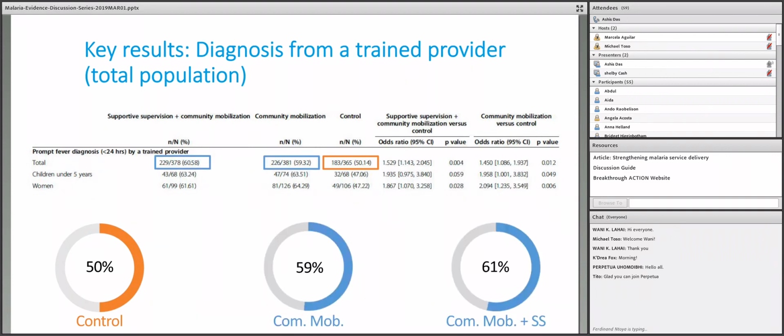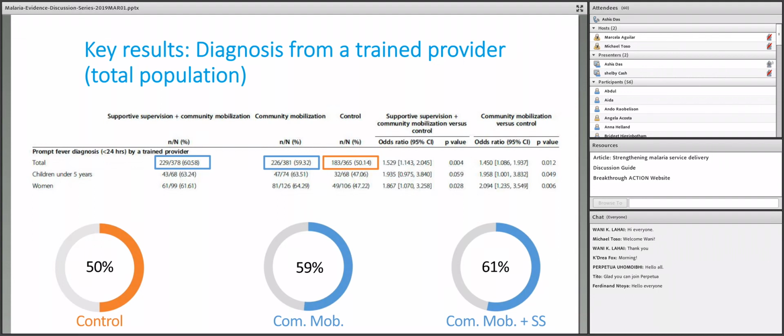Here, let's take a look at diagnosis from a trained provider. What do we mean by trained provider? In this study, we defined a trained provider as one who has been trained by the government to provide treatment after undergoing a schedule of training, a modular training. So they included in our survey community health workers and facility level care providers. This excluded the informal providers or the private providers who were never trained by the government.